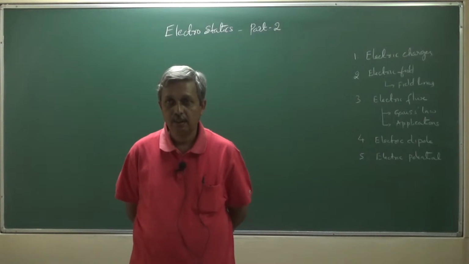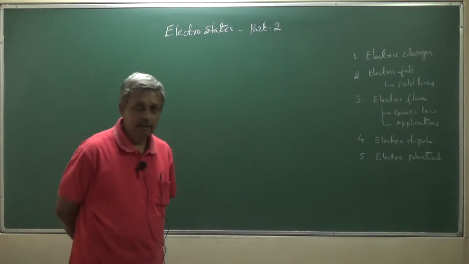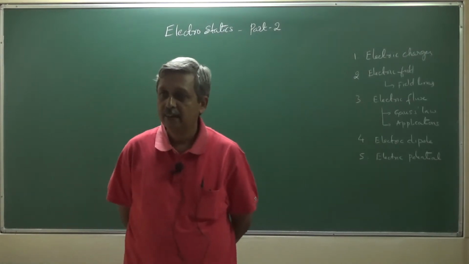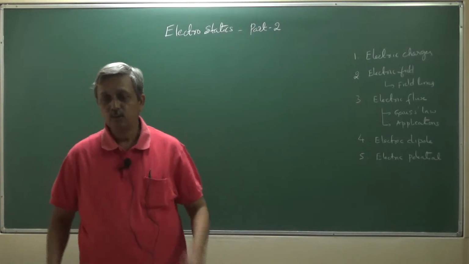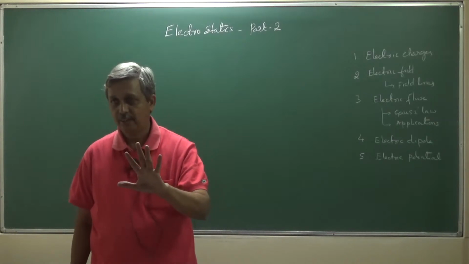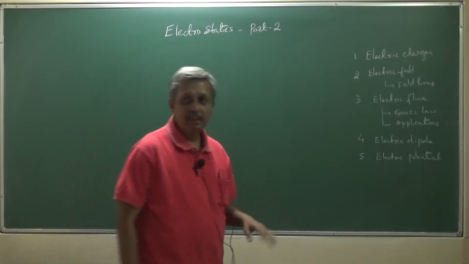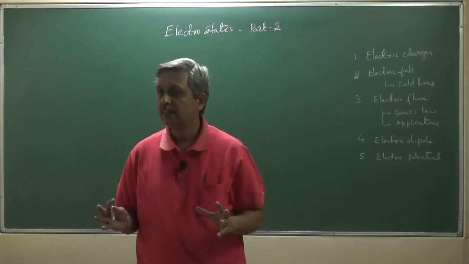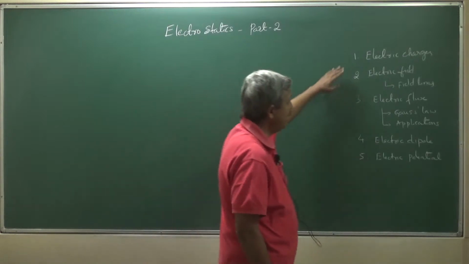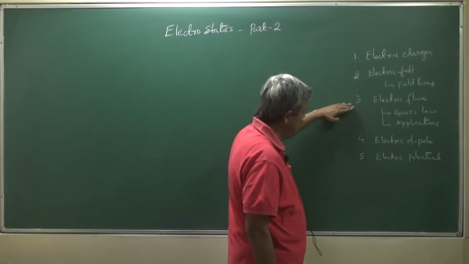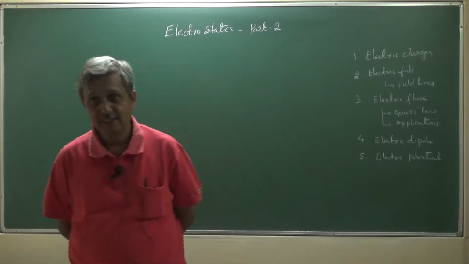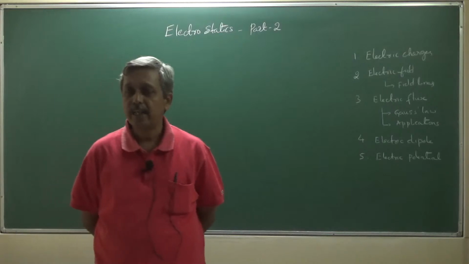We started off on electrostatics for the second PUC, and we have already covered some part of it. As I explained in my first class, to learn about electrostatics, you need to know mainly five different words, the most important words. I said electric charge, electric field, electric flux, electric dipole, and electric potential. If we know these words very well, then we understand electrostatics.